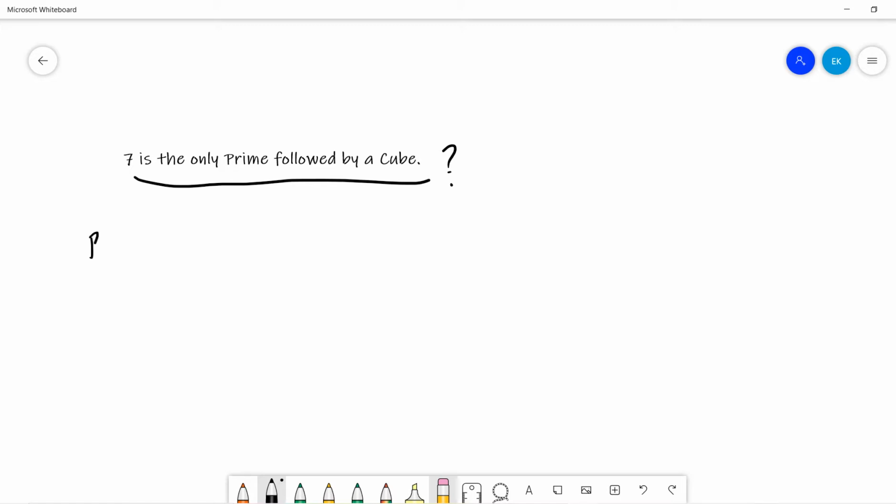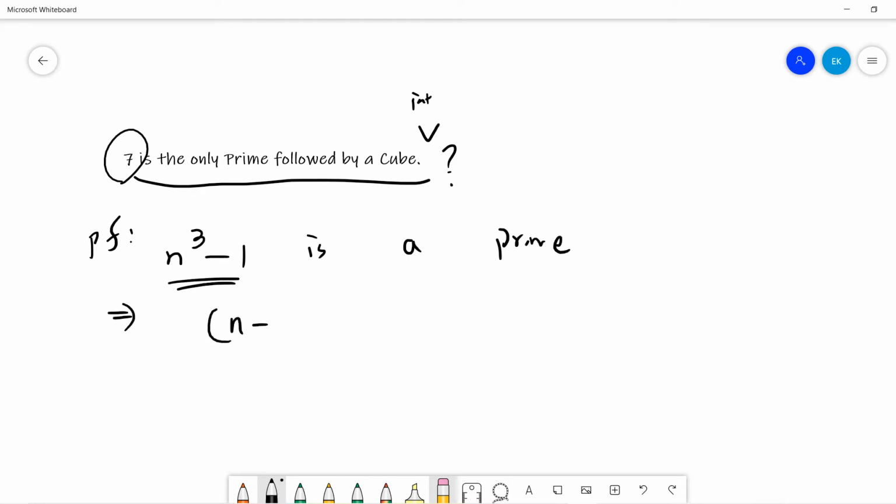So the idea is a proof. I want to prove that 7 is the only prime followed by a cube, so I should say the cube of an integer. Let's say n cubed minus 1 is a prime. Then one can see that there is a factorization: (n minus 1)(n squared plus n plus 1) is a prime.